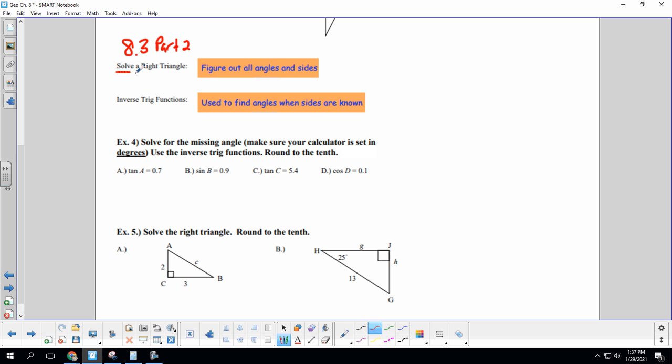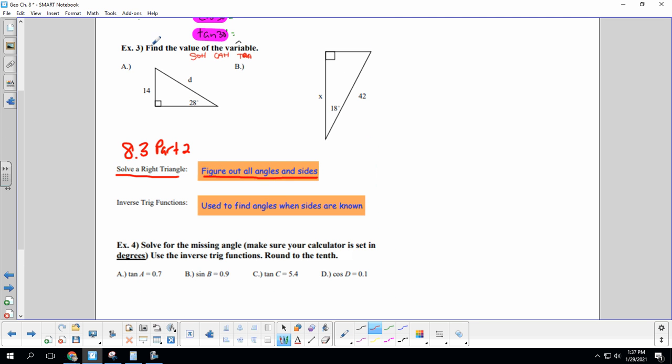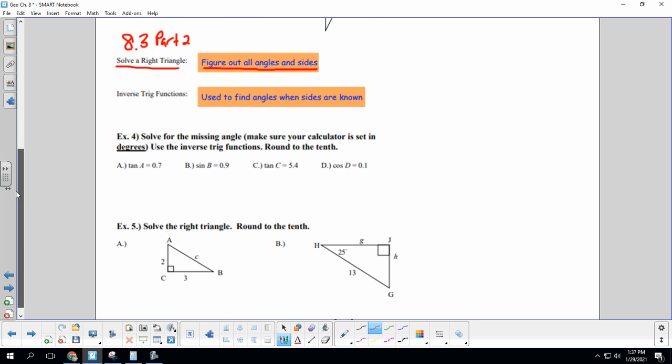First thing I want you guys to write down is what it means to solve a right triangle. So when I ask you to solve a right triangle, I want you to figure out all the measures of the angles and all the side lengths. So that's commonly going to be in the instructions. It'll say solve this right triangle.